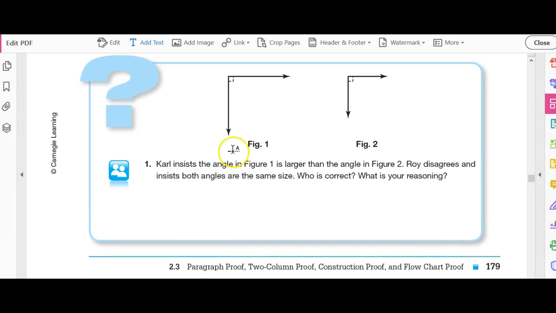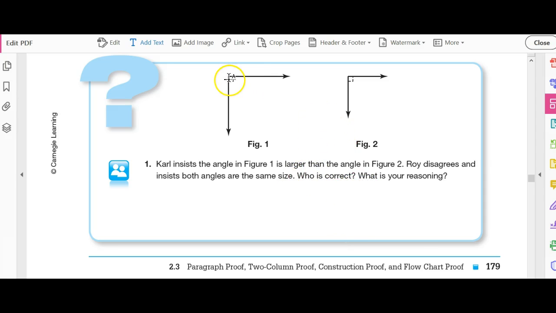So Carl insists that this one in figure 1 is bigger. The angle in this figure is larger than the angle in that figure. And Roy disagrees. He says the angles are the same size. So who's correct?